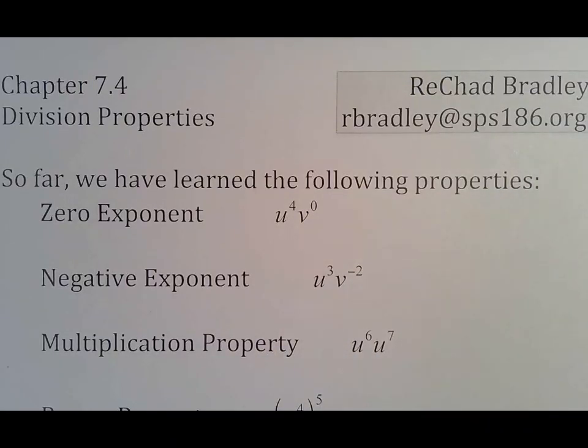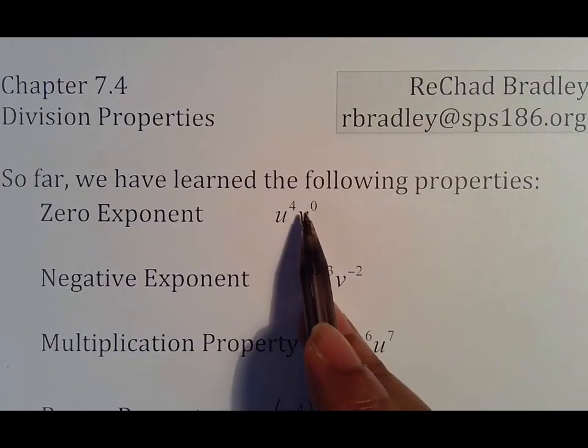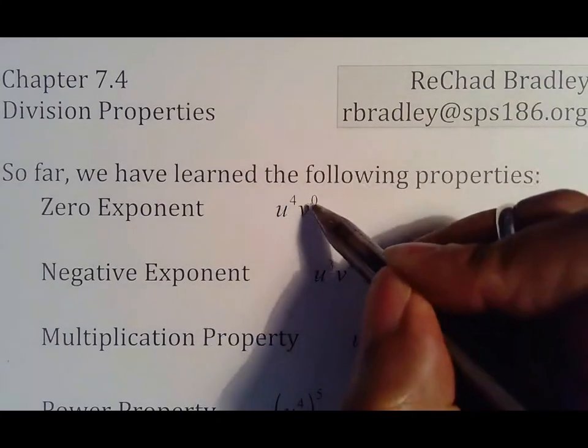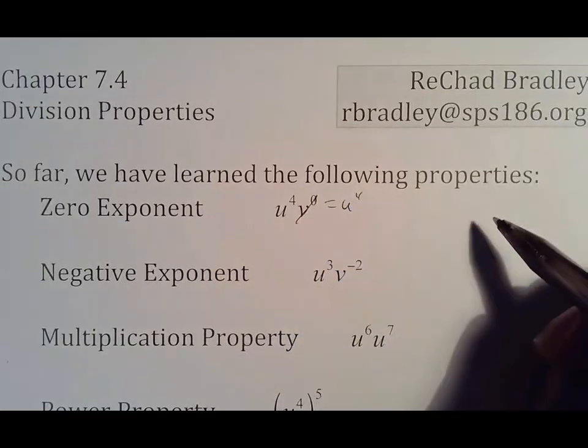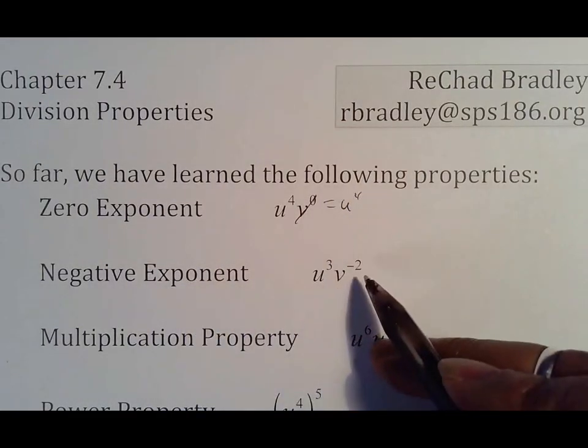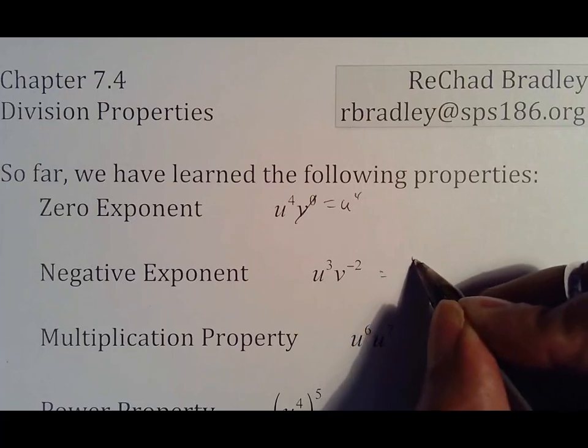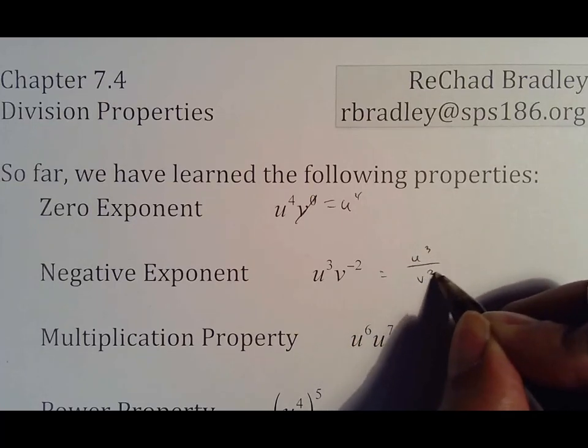Okay, 7.4 is going to get into division properties. So far we've used the following properties, which is your zero exponent, which means that anything to the zero power goes away, leaving us u to the fourth. We've learned that the negative exponent means it wants to move to a different spot where it's happy, so u to the third over v to the second.